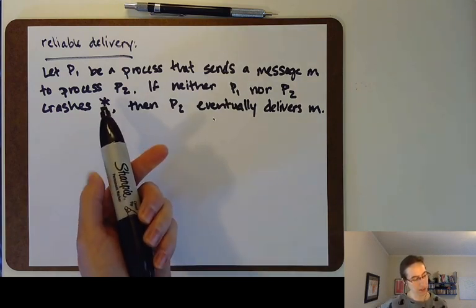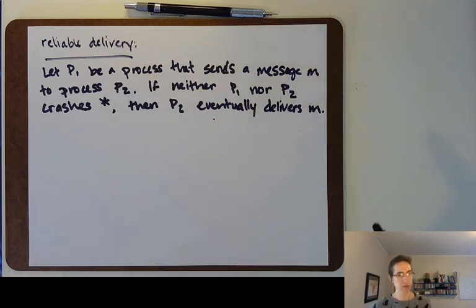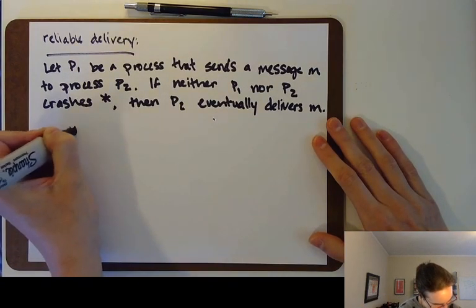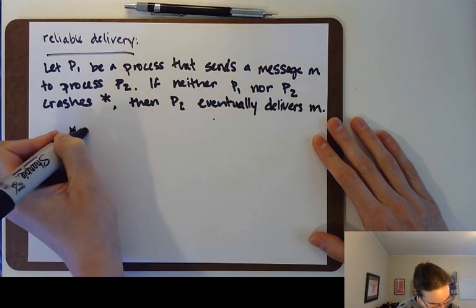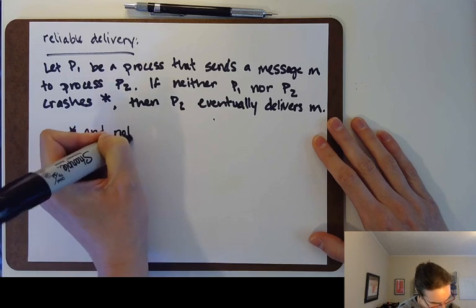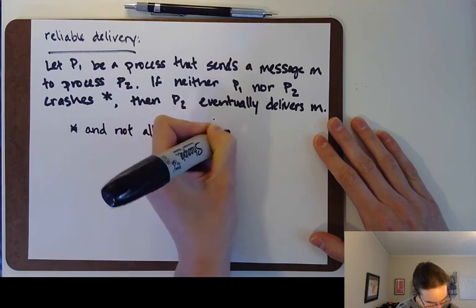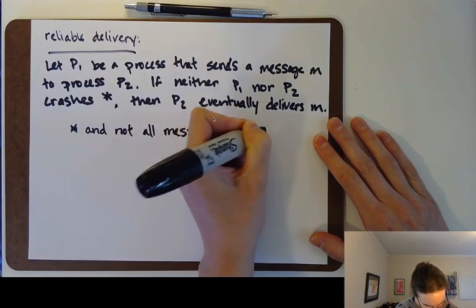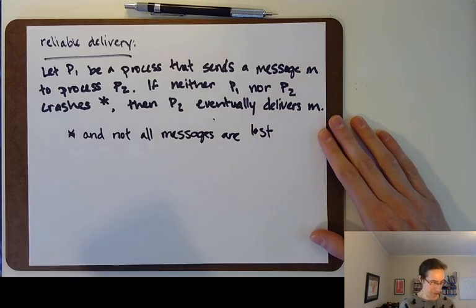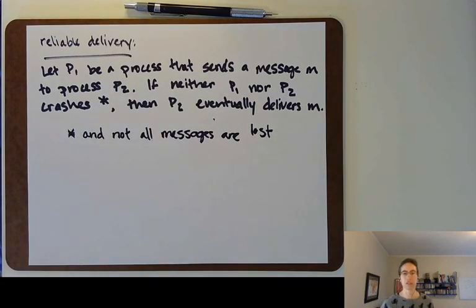So what does that asterisk represent? I mentioned last time that different people define reliable delivery in different ways. So what goes there is another part of the definition, which is, and not all messages are lost. So do we need that part that says, and not all messages are lost? Well, it depends, right? If we're working under the crash model or the omission model.